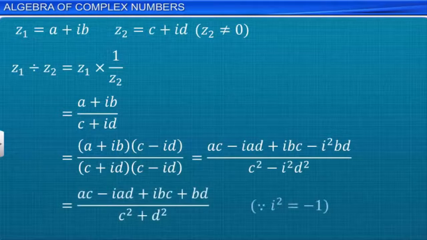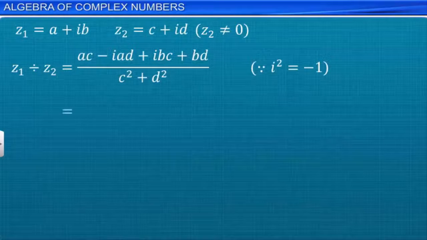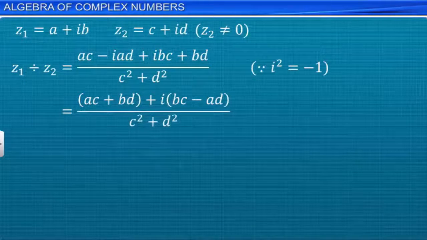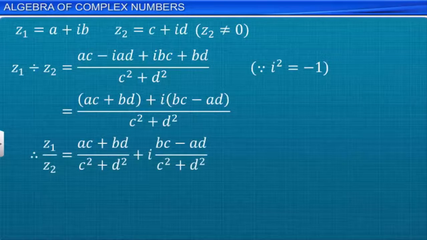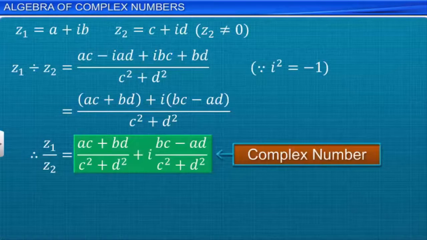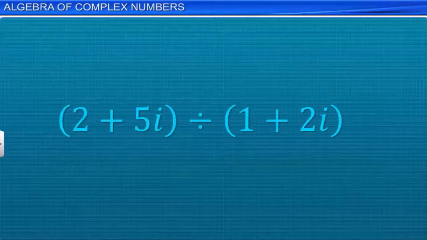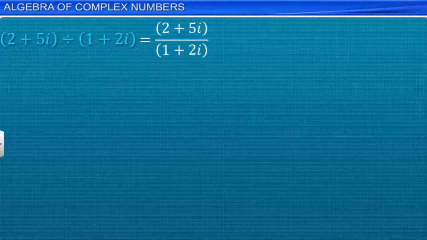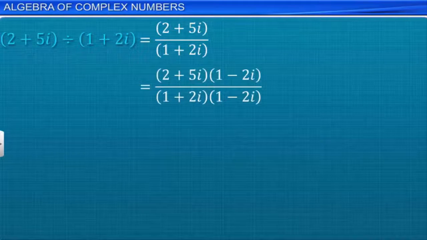We know that i squared is equal to minus 1. This is the required quotient, which is also a complex number. Let's divide 2 plus 5i by 1 plus 2i. The multiplicative inverse of 1 plus 2i is 1 divided by 1 plus 2i. Now, we'll multiply the numerator and the denominator by 1 minus 2i.